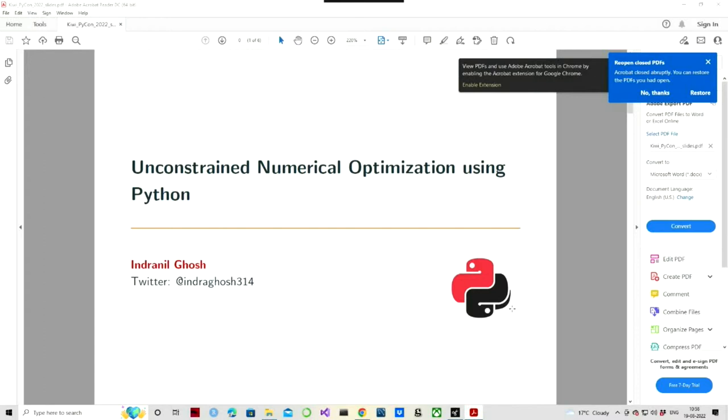So I'll just make it Control A like it. How to make it full screen?